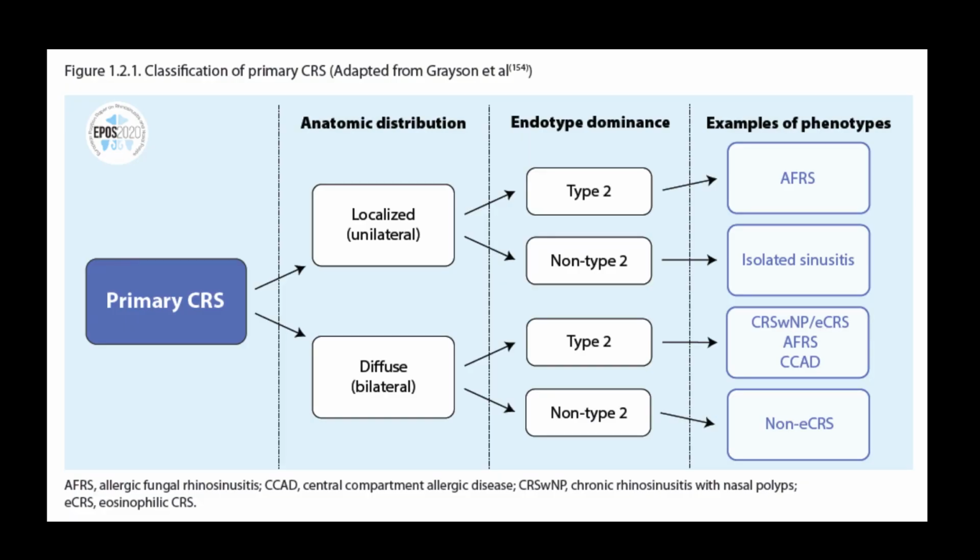So when we go back now and have a look at the actual classification as it's written up in EPOS 2020, you can see here now that central compartment atopic disease fits into this group here of diffuse Th2 dominated conditions. Now in this case though, it's an inhalant allergy, an IgE driven disease, whereas eosinophilic CRS obviously has other driving factors.